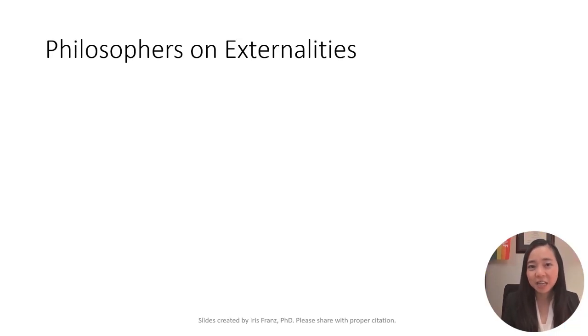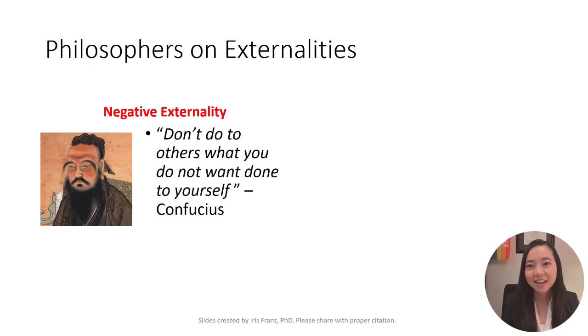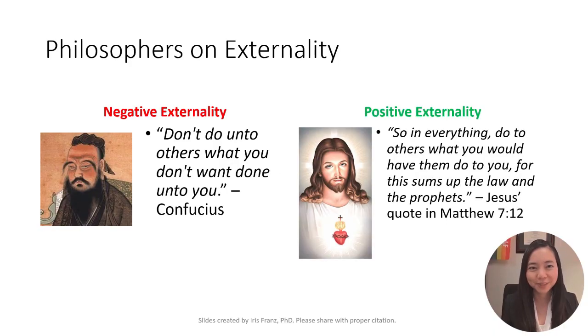Interestingly, ideas about externalities were discussed thousands of years ago by philosophers. Confucius taught, "Don't do to others what you do not want done to yourself," which reflects the idea of reducing negative externalities. Jesus said, "So in everything, do to others what you would have them do to you, for this sums up the law and the prophets," encouraging actions that create positive externalities. In their own way, both were emphasizing outcomes that would improve overall well-being, what economists today would call efficiency.